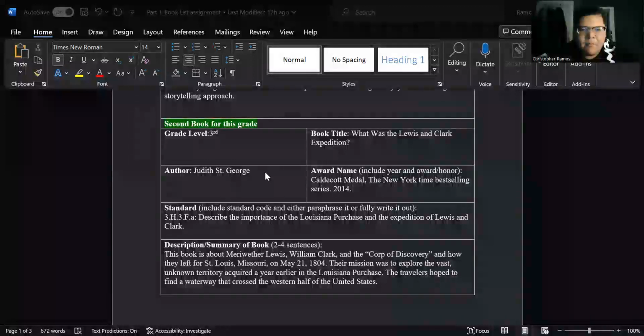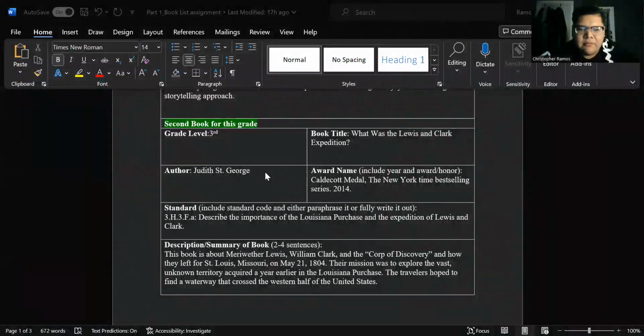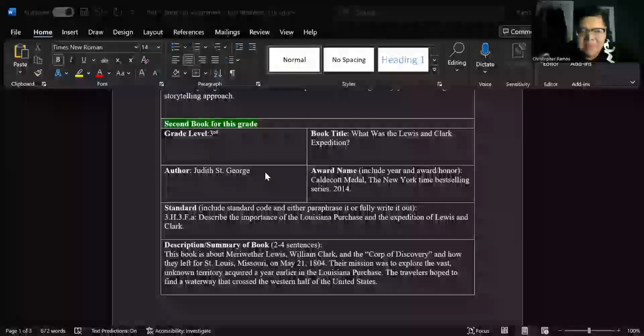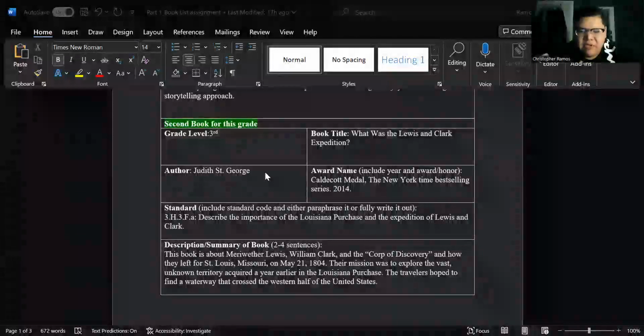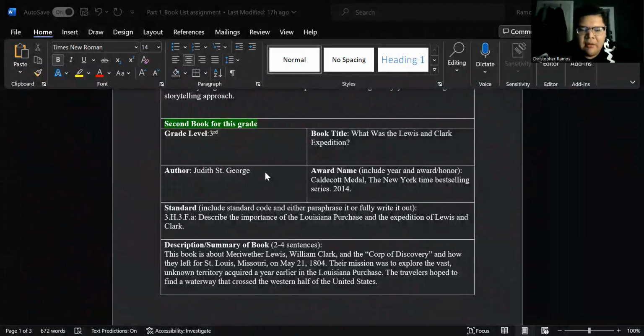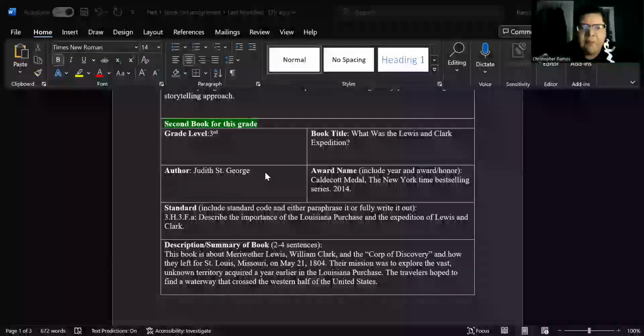What this book is about is the Lewis and Clark expedition and how they left for St. Louis, Missouri on May 21, 1804, and the whole story about the Louisiana Purchase. It talks about that in a way that the students will understand in their own language.